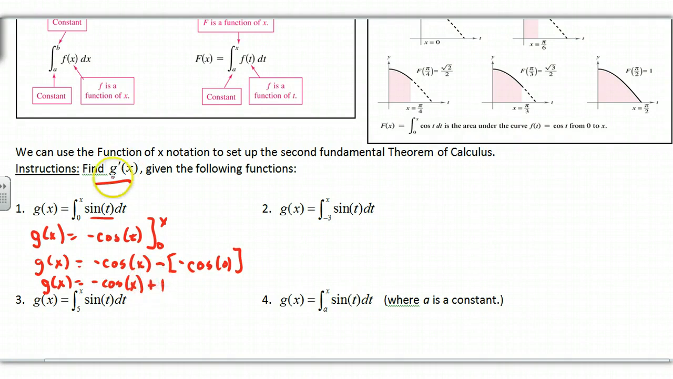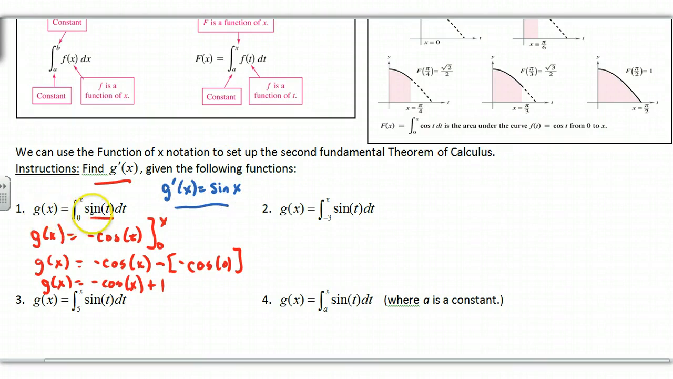Now what the instructions say, though, is find g prime. I kind of ran out of room here, so to find g prime, I take the derivative of this. Well, the derivative of the cosine is negative sine. With the negative there, I get the sine. So this would be the sine of x. What's the derivative of a constant? The derivative of a constant just goes away. So g prime is equal to sine of x.